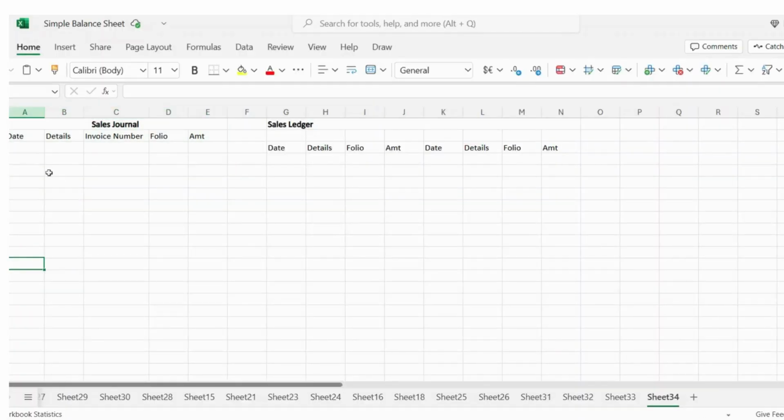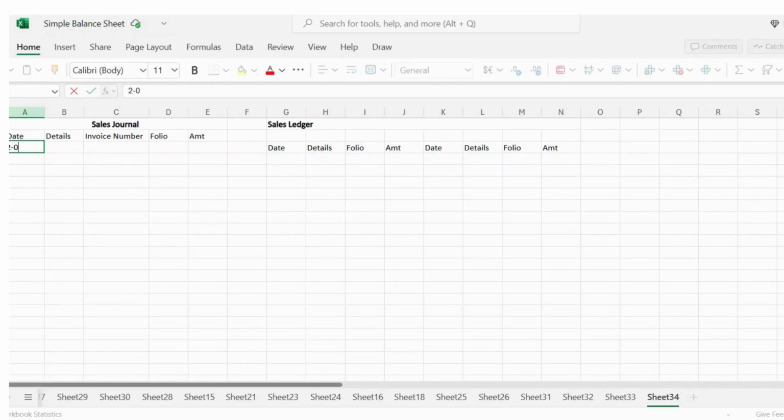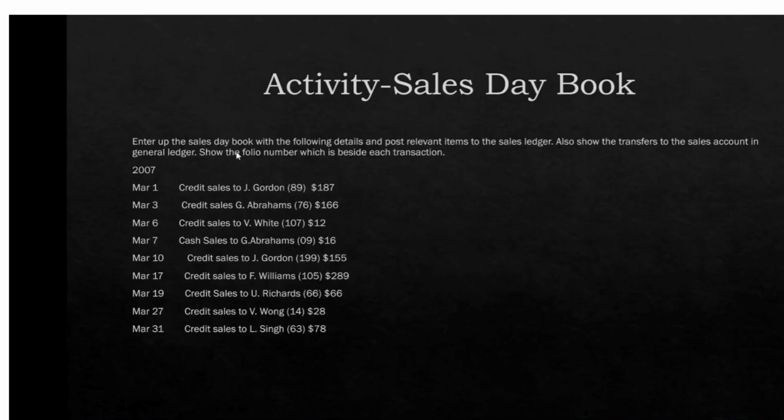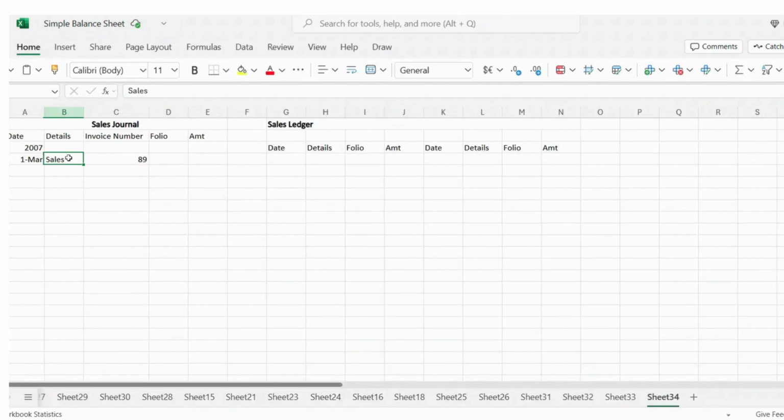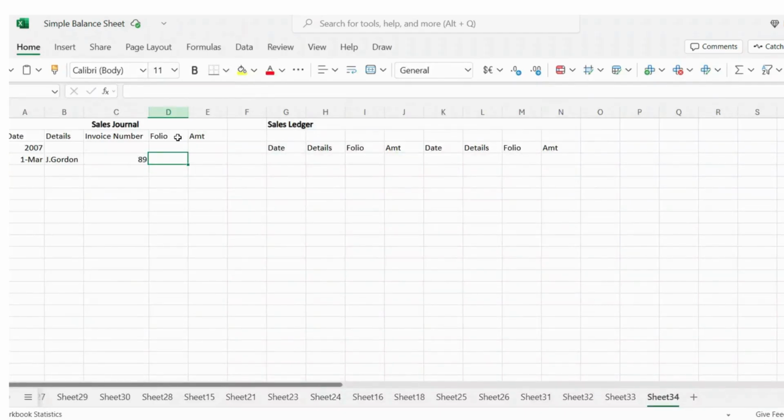All right. So the 1st of March, the year was 2007. The details would be sales. The invoice number is 89, sorry, the details is J. Gordon. Invoice number is 89. Folio is sales ledger and is 187.